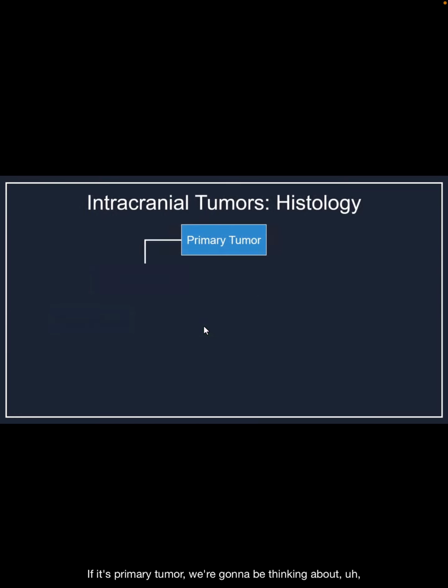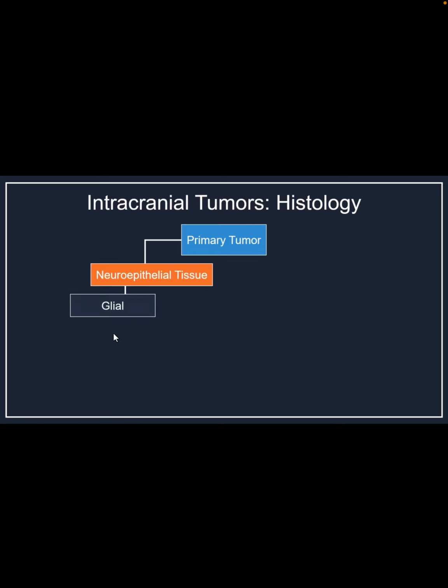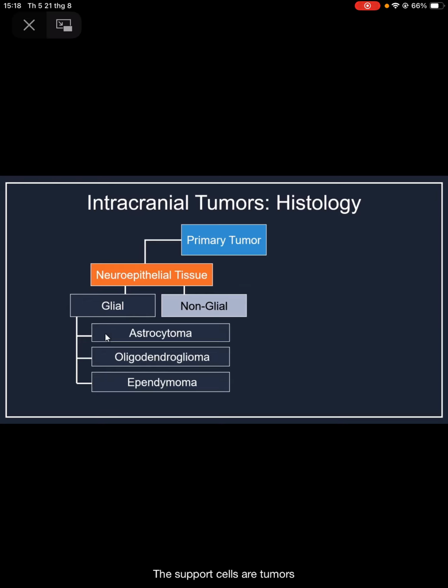If it's a primary tumor, we're going to be thinking about tumors arising from neuroepithelial tissue, and that is divided into glial and non-glial, or support cells and our neuronal cells. The support cells are tumors that are arising from astrocytes, oligodendrocytes, and ependymal cells, and astrocytomas tend to be the most common of those glial cells. Ependymomas are the least common of that category.